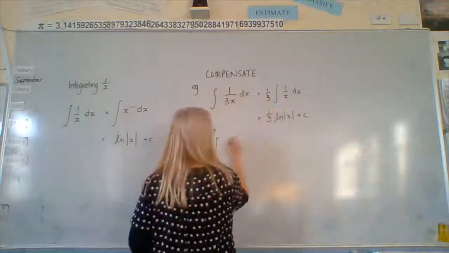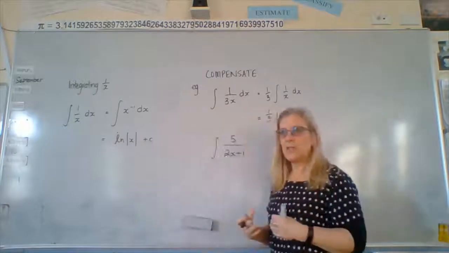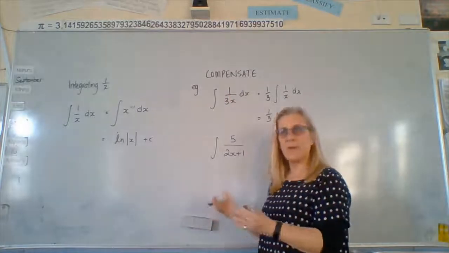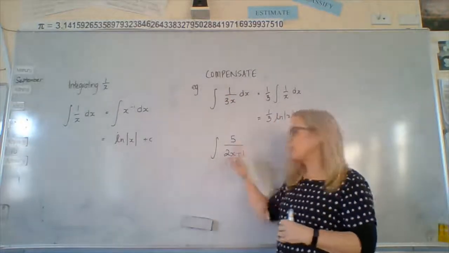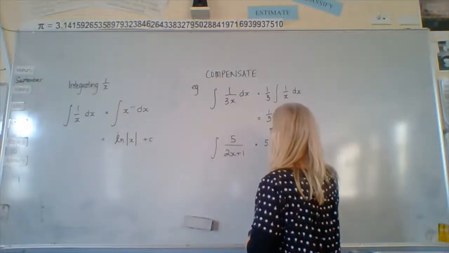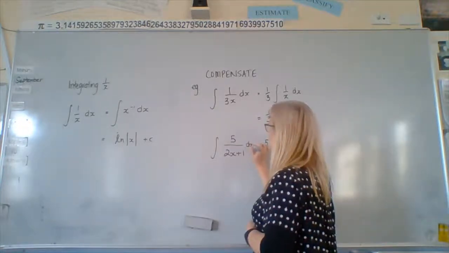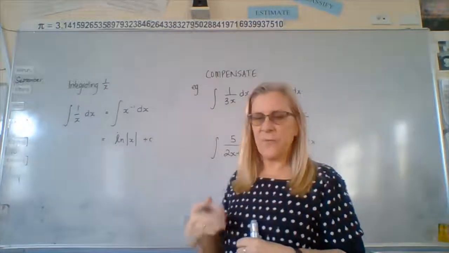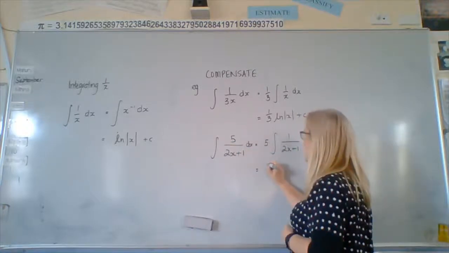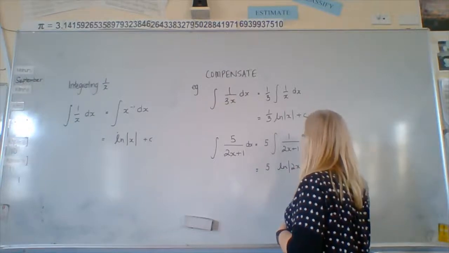If you have this one, we can't take that 2 out because it's not here as well. Here, it was the multiplier for the whole of the bottom line. Here, it's not. So here we've got 5 of these. If we're differentiating with 5 of these, then we need to change that using the formula. So we've got 5 ln of 2x plus 1 plus c.